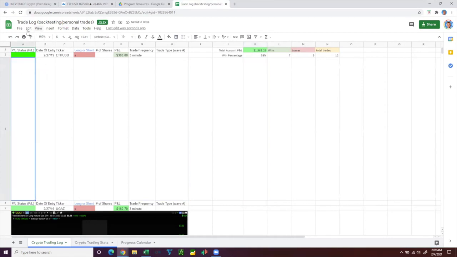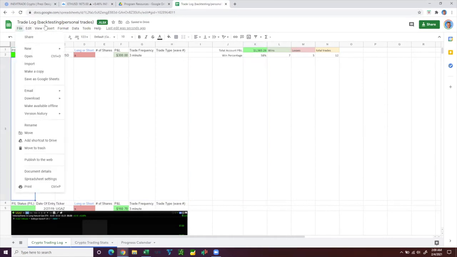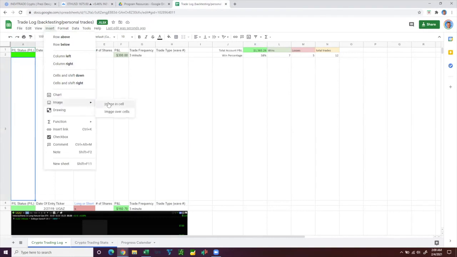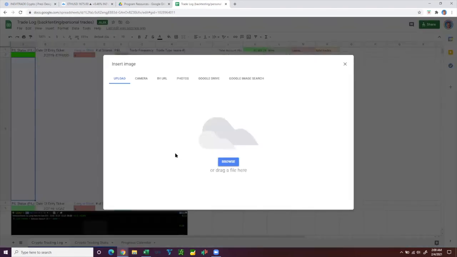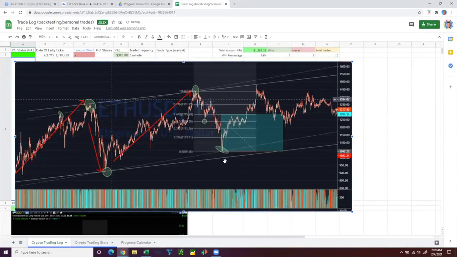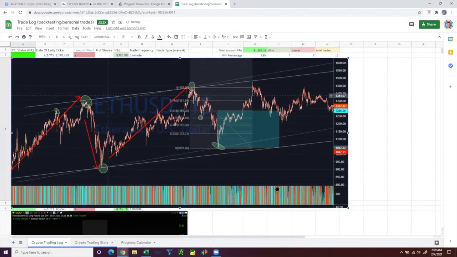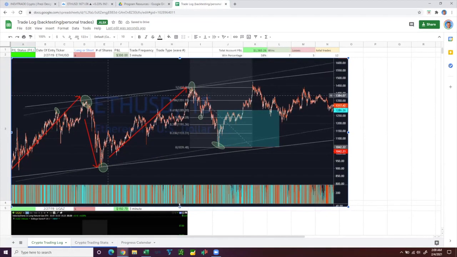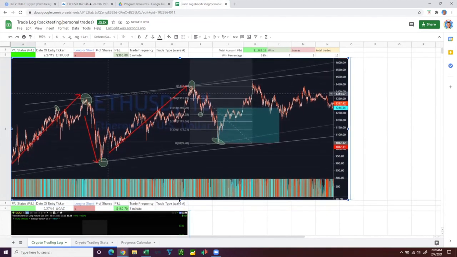Then we want to go over here and go to Insert, Image, Image over cells. You want to make sure you go Image over cells, because if you go Image in cell, it's going to screw it all up. So you go Image over cells over here, then you just go browse. You can go through your recents, then we can go to ETHUSD right here, boom. Now we have our Ethereum chart populated right up here. So obviously resize this however you see fit. You can click and drag these in between the brackets right here.